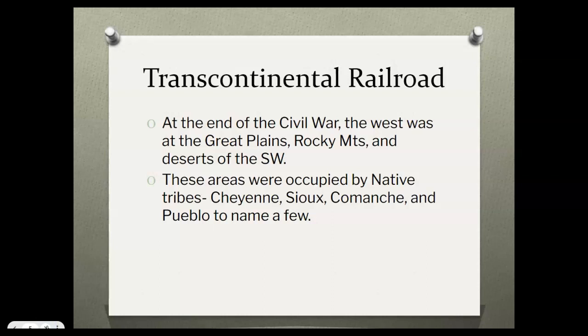Now, the Transcontinental Railroad happens at the end of the Civil War, in the West at the Great Plains and through the deserts of the Southwest. It also covered areas where we already had Native Americans living, groups such as the Cheyenne, the Sioux, the Comanche, and the Pueblo.